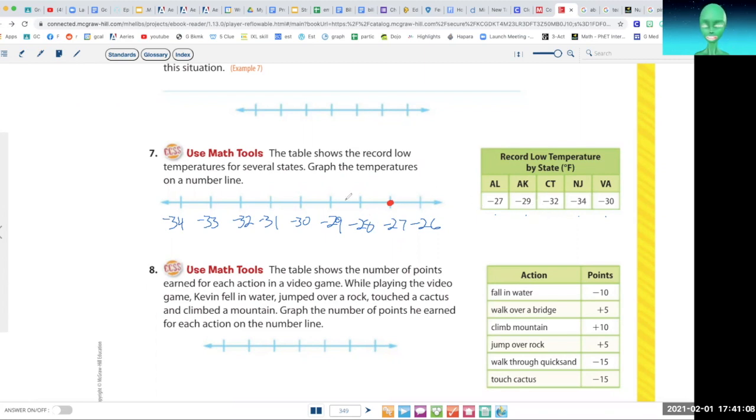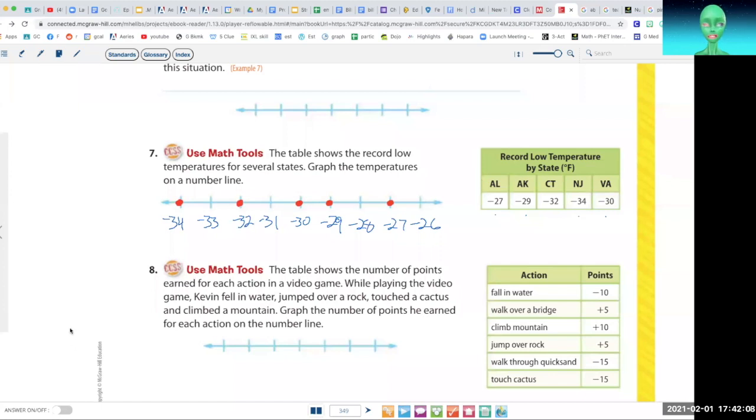Alaska is -29, which is over here. Connecticut is -32. New Jersey is -34. That is the lowest temperature, the coldest. And Virginia is -30 right in the middle. So yours should look like this. If not, please do it right now. Ready, go.